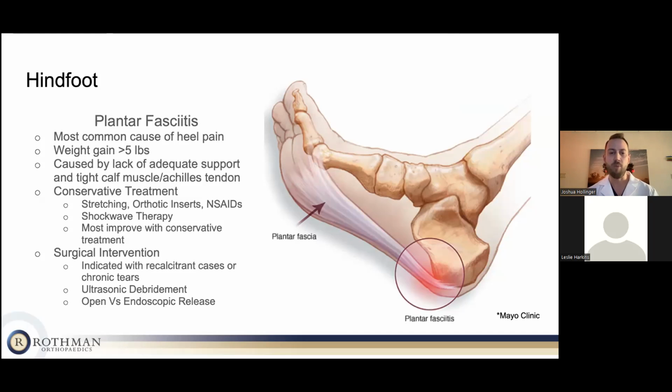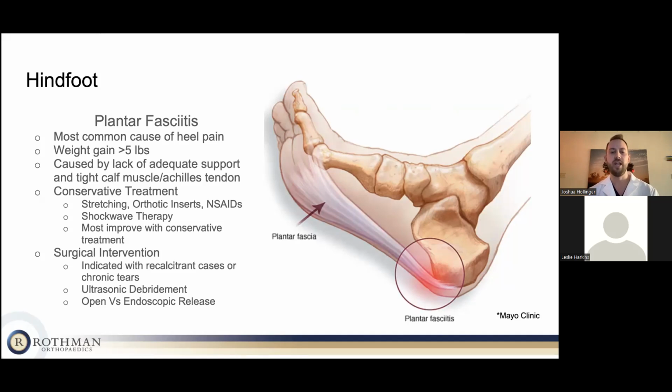Orthotic inserts can be helpful here to increase the support that they were lacking to begin with. And then anti-inflammatory medications can be helpful as well. Conservatively, we can use something called shockwave therapy. I find this particularly helpful in patients that have a significantly thickened plantar fascial ligament on MRI. But most of these patients will improve with conservative treatment. It's very few patients that don't get better conservatively and require surgical intervention.